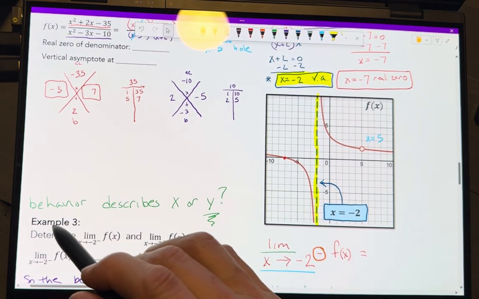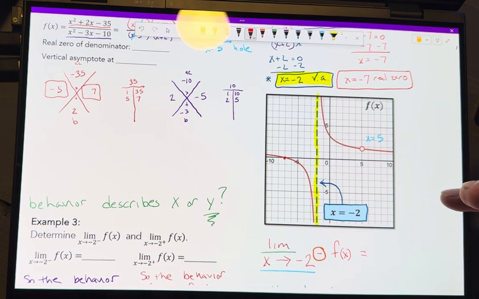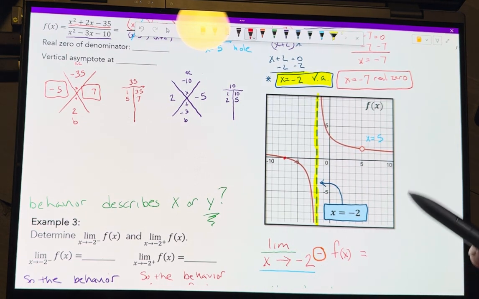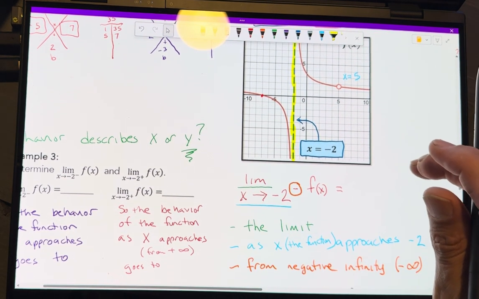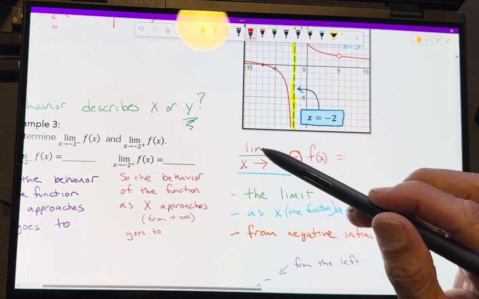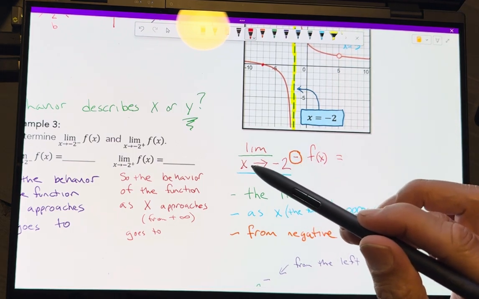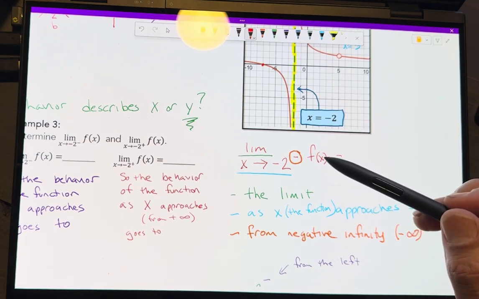Okay, so let's talk about the end behavior, because we talked about it last week. And last week we had this term pop up on our quiz, and I didn't quite explain it. So let's take some time to explain it today. As we read this, you can read it like this: the limit as x approaches -2 of the function.